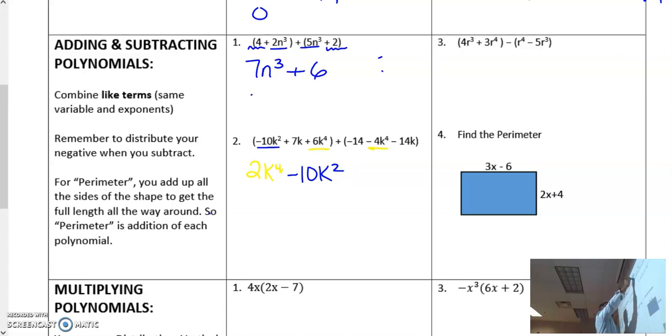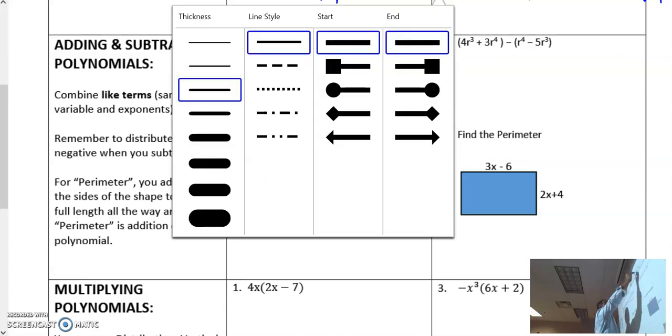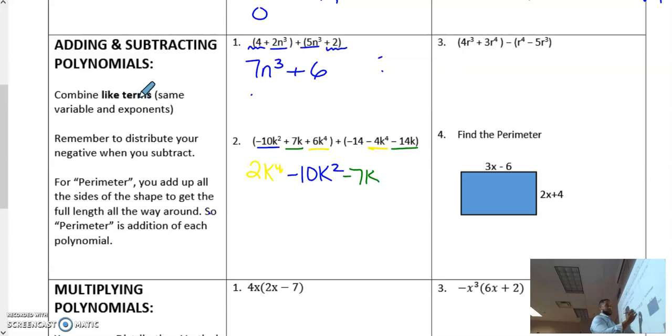Negative 10k to the second. All right. Then we got 7k. That's a like term with negative 14k, so that gives us negative 7k. Different sign, subtract. And then lastly, we have negative 14, and negative 14 does not have any like terms, so we're just going to bring that down. All right, and there's your answer.